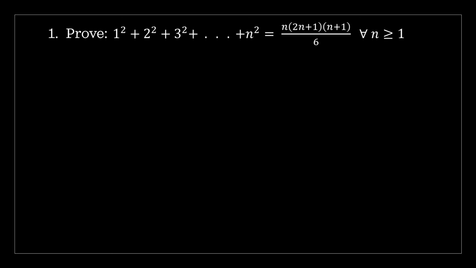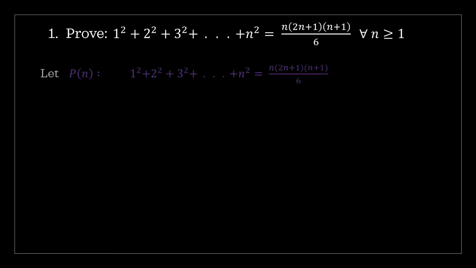Let us try to prove that the sum of the squares of the first n terms, that is 1 squared plus 2 squared plus 3 squared, etc., plus n squared, is n into 2n plus 1 into n plus 1 by 6, for every n greater than or equal to 1. This is a formula, and we are trying to prove it using mathematical induction. First we use the notation P of n, which is the claim that this identity is true.